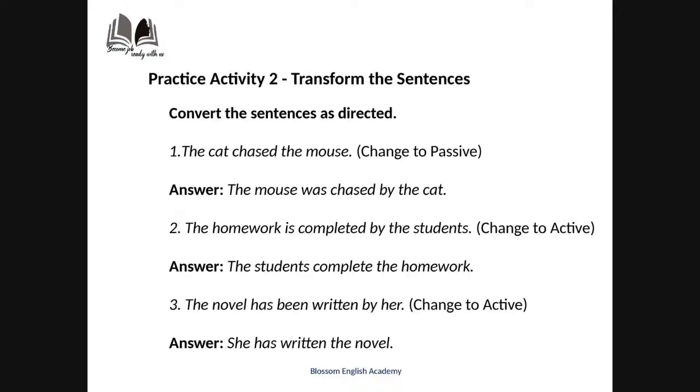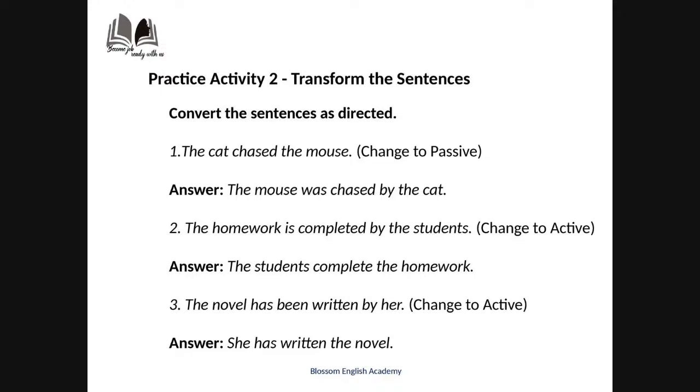Let's move on to activity number two, in which a sentence is given and we are supposed to change the sentence to a particular voice that is given in the bracket. Okay, so we have got three sentences. The cat chased the mouse. What sentence is this? The cat chased. Chased is your action over here, and who is doing the action? The cat. Hence, it is an active voice.